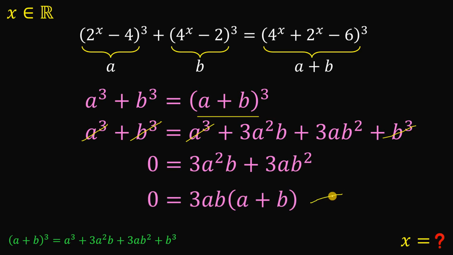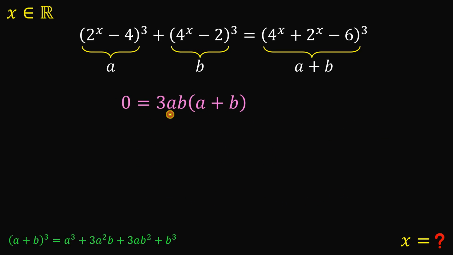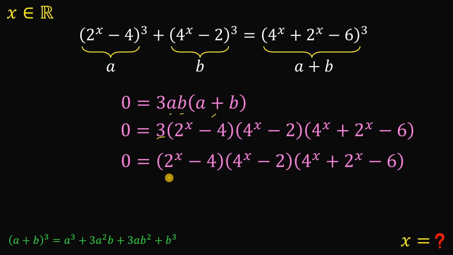Now, let's focus on this result. Because we know the value of a, the value of b, and the value of a plus b. They are 2 raised to the power of x minus 4, 4 raised to the power of x minus 2, and 4 raised to the power of x plus 2 raised to the power of x minus 6. And then, since we have a constant right over here, let's divide both sides by 3, and we have 0 equals this a, b, and a plus b.